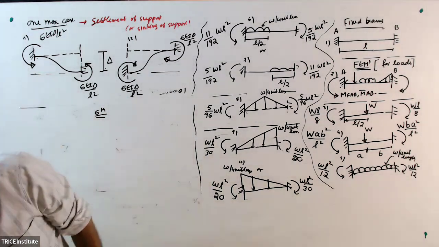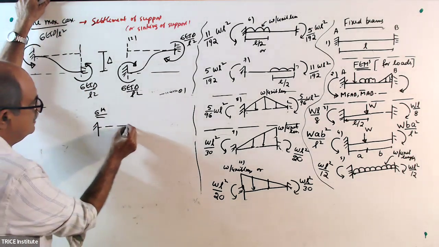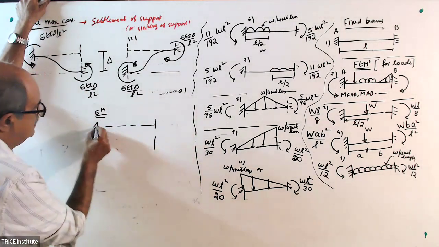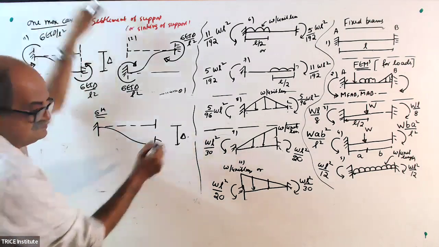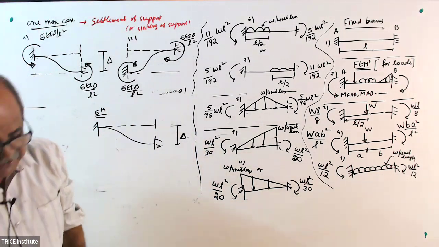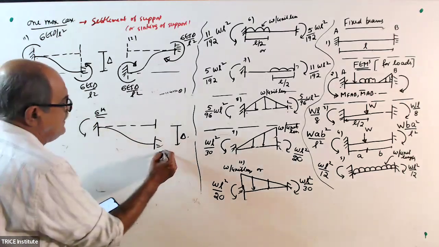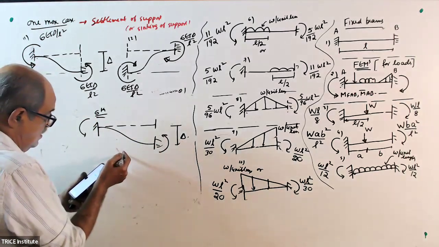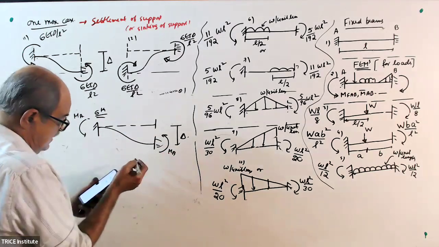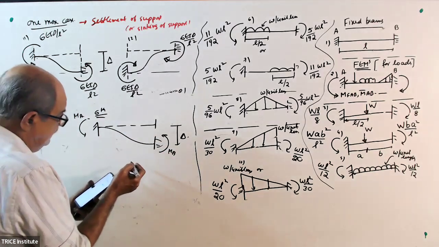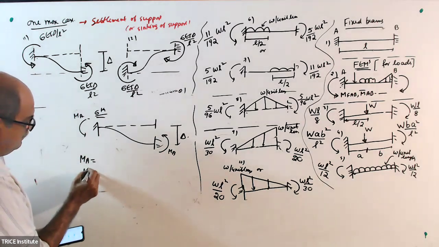The sixth question is, they have shown a fixed beam here. They mark this way, they told this is delta. They have shown this delta. Then they have shown this moment anti-clockwise, and they told this is MA and MB. They want the value of what is MA and what is MB.